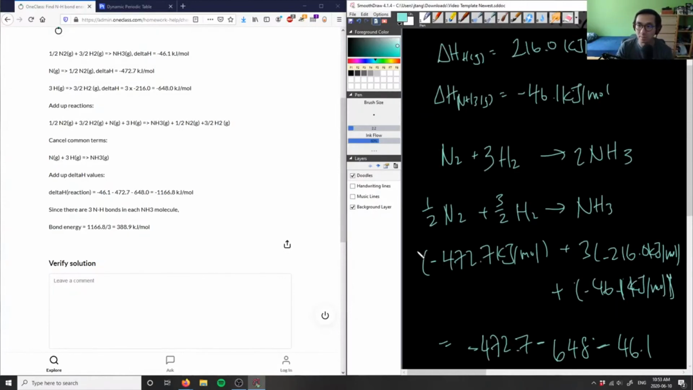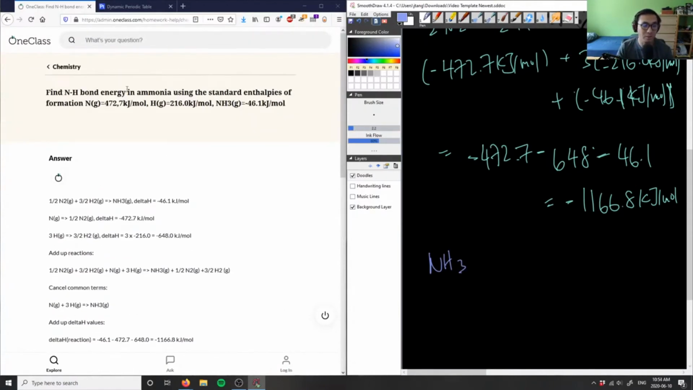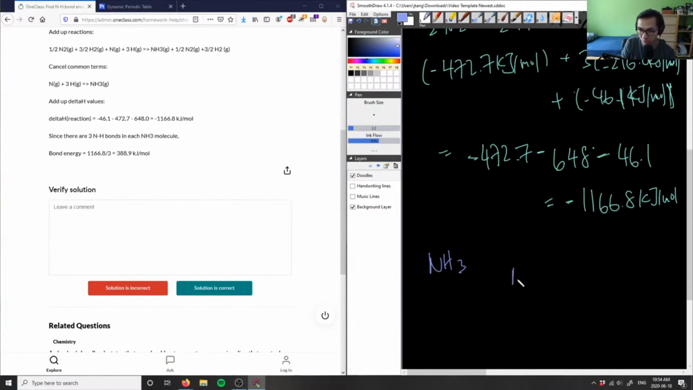For NH3, because remember this was our reaction in the beginning, we want to figure out each bond energy in NH3. If you drew the Lewis structure, we recognize that NH3 has 3 N-H bonds. Because this is for the entire reaction of NH3, we divide by 3 to get the individual bond energy of one N-H bond. The answer divided by 3 is negative 388.9, exactly what their solution has as well. So this solution is indeed correct.